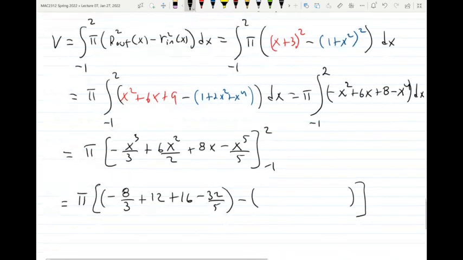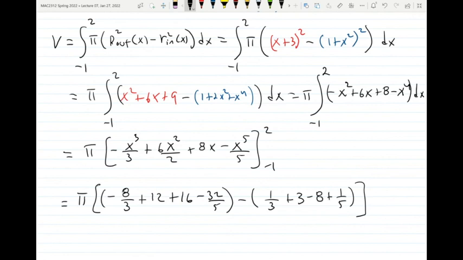Now here you have to be careful with the signs. So put -1, the negative survives, but then cancels with the negative outside. So I get positive 1 over 3. Plug in negative 1 here. That's negative 1 on top, but there's a minus in that term. That makes it positive. That's why you see 1 over 3. Then plus 3. This is 3x squared. You put negative 1, that's just 3. Then minus 8. And again, plus 1 over 5, because the negative 1 survives the x to the 5th, but then the minus makes it positive. Okay?